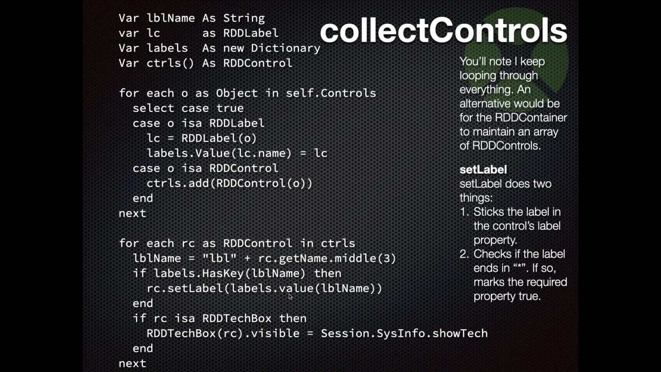Now, setLabel does a couple of things over here on the right. It's very common to use an asterisk at the end of the label to indicate that something is required. And so that's what I do. setLabel looks to see if there's an asterisk at the end of the label, and if there is, the control's required property is marked true. And now the control knows its label.